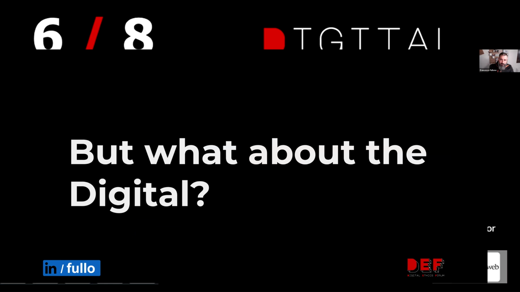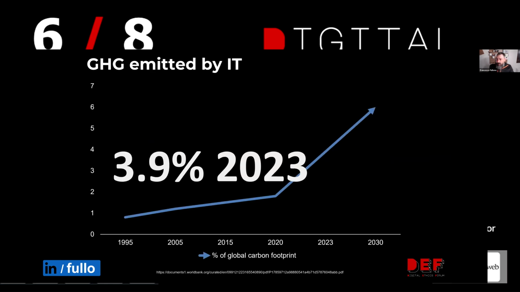What about the digital? In the digital, the emission is growing year by year. In 2023, 3.9% of global GHG emissions came from IT, but the projection will move to 5.5% of total emissions in 2026. And in 2030, through the usage of AI, the number could be more than 12 to 14%, more or less the same emissions as the whole meat market.